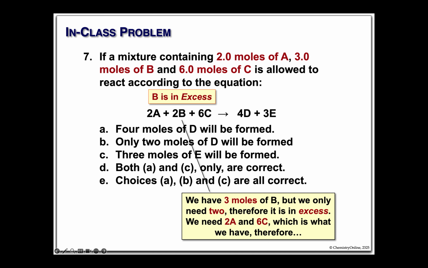So, hey, 4 moles of D will be formed. Yep, that looks good to me. 2 moles of D will be formed. It can't be both 2 and 4 at the same time, can it? 3 moles of E. Yep, that's going to work. And that makes it an A and C.